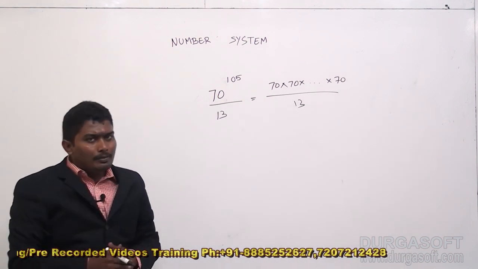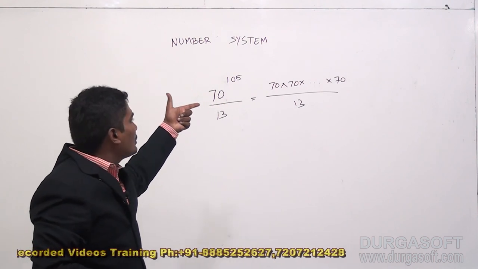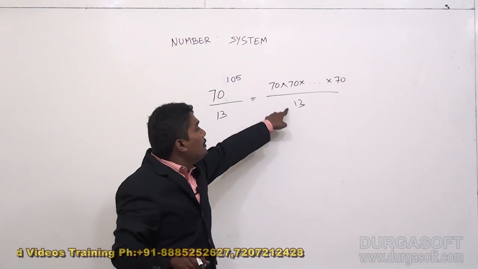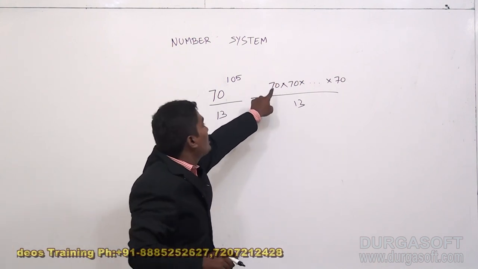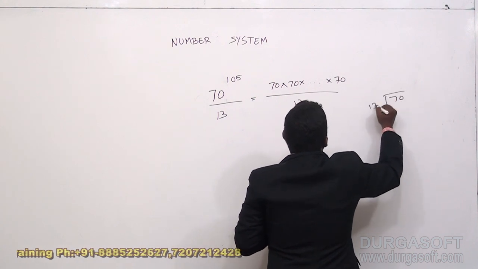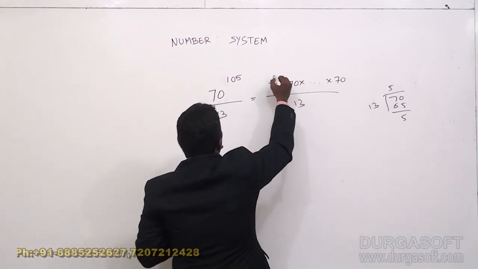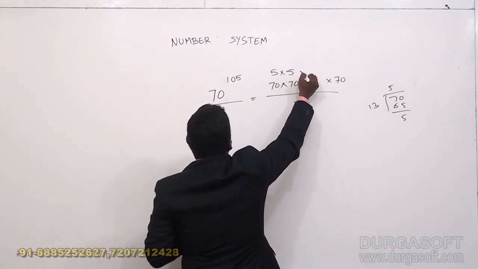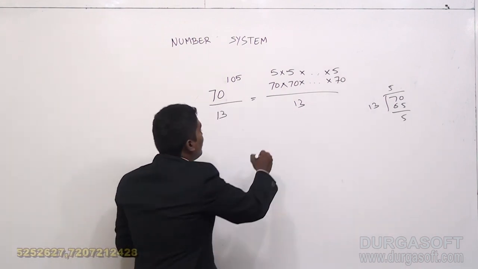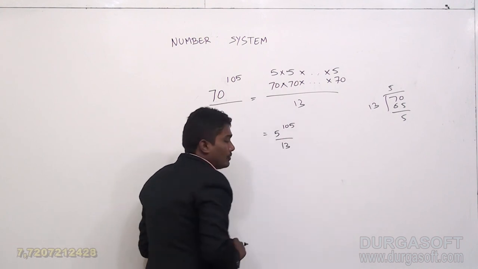Now according to the remainder theorem, the remainder of 70 to the power 105 by 13, I can calculate by taking the individual remainder and then multiplying them. So 70 divided by 13. When I divide by 13, I'll get 5 times 65 and remainder as 5. So 70 by 13, the remainder is 5. 5 into 5 into 5, 105 times. So it will be 5 to the power 105 divided by 13.